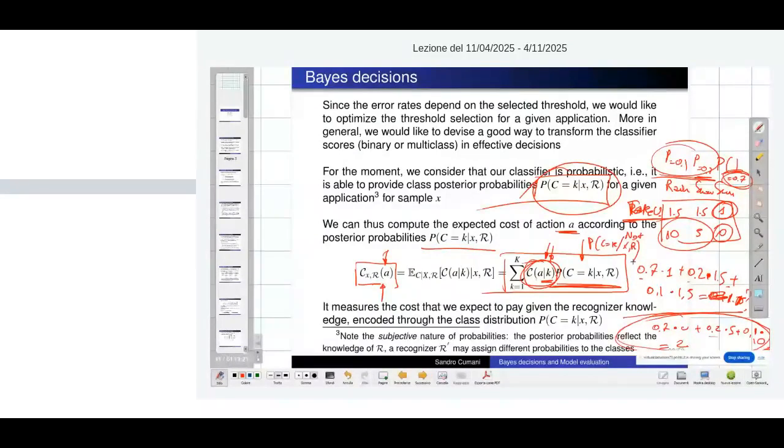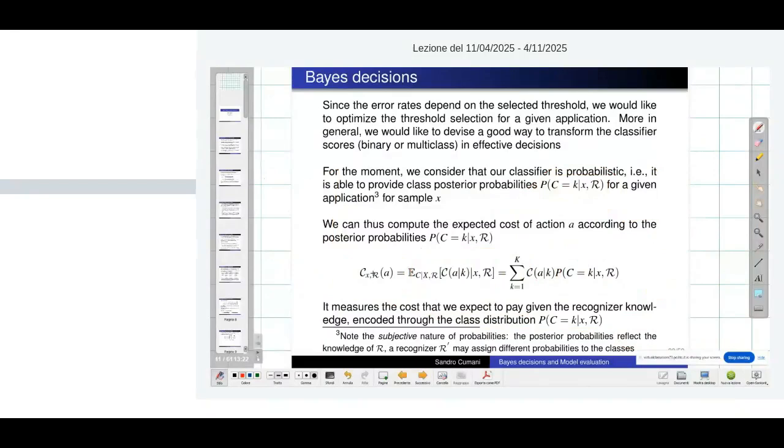So we have a set of probabilities from the point of view of the classifier that tells us what is the probability that the sample belongs to any of these classes. We can use this to compute what's the expected cost that we expect to pay according to our recognizer. So the recognizer tells us what is the probability of all the three classes. I have a cost for my action depending on which is the correct class, I take the expectation of this, and this is the expected cost of taking action A. So we expect that if we take action A, we will pay a cost given by this quantity according to the posterior distribution of the recognizer.